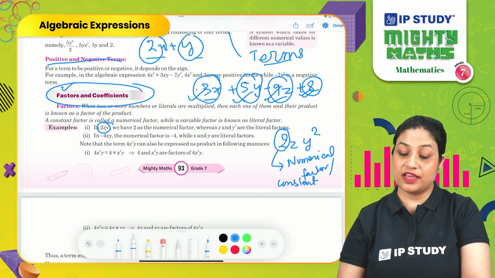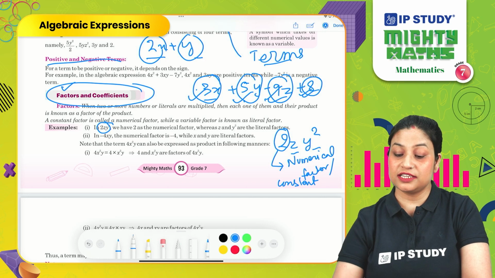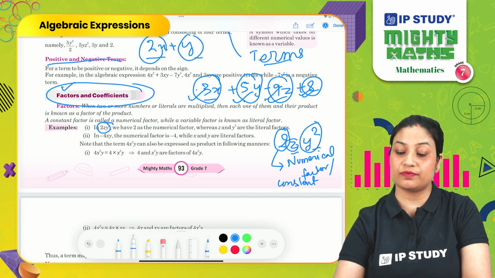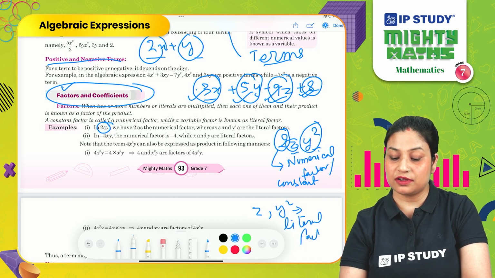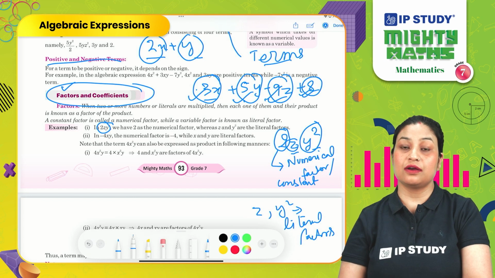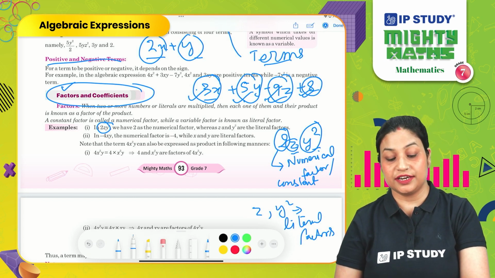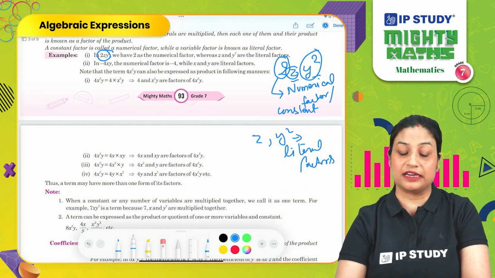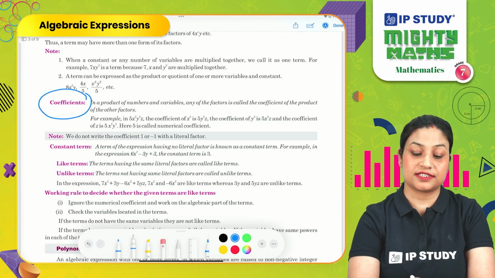And we have z and y square, right? These are variables. These variables are called literals. So we will call them literal factors. So z and y square are literal factors. So we have two types of factors. One is numerical or constant factor and the other one is literal factor. Am I clear to you? Now, let's see what coefficients are.